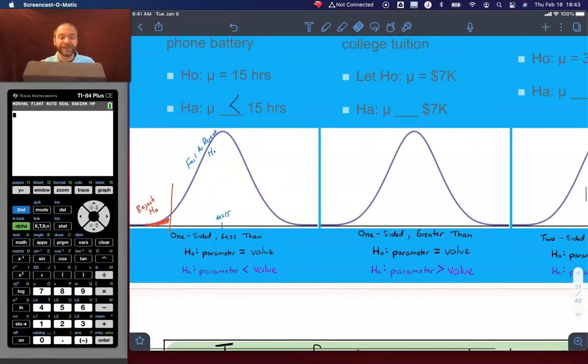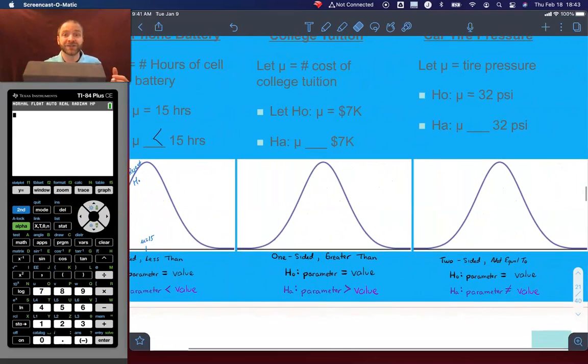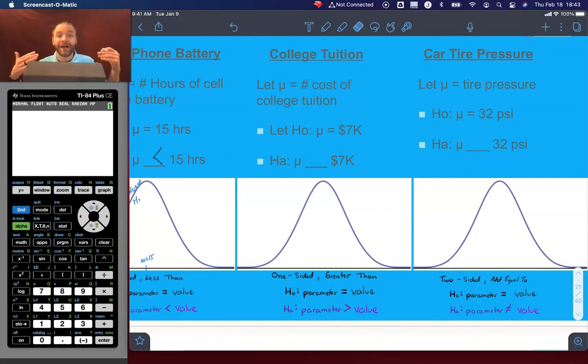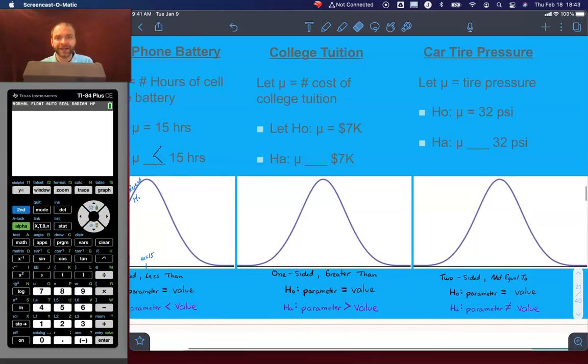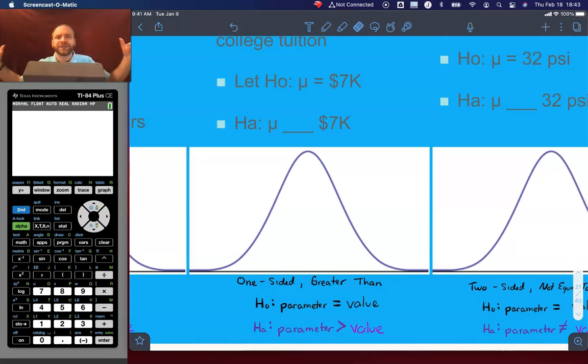Now, if we look at this one, it's college tuition, the average cost of college tuition. So mu is the average cost of college tuition. Let's say the null hypothesis is $7,000. We would be concerned if we said, sweet, I have $7,000 that I'm going to pay for my college tuition, and all of a sudden we get there and they go, whoops, really it's $15,000. So the alternative is we don't want more than $7,000 because they told us $7,000. Now, if they told us less than, awesome, more money for me.